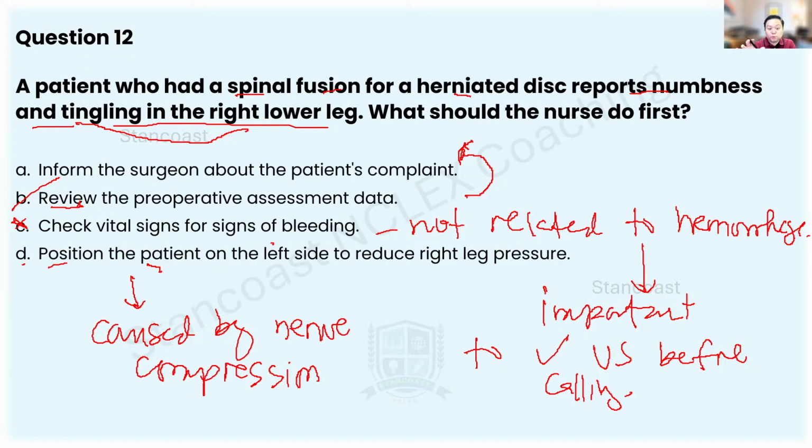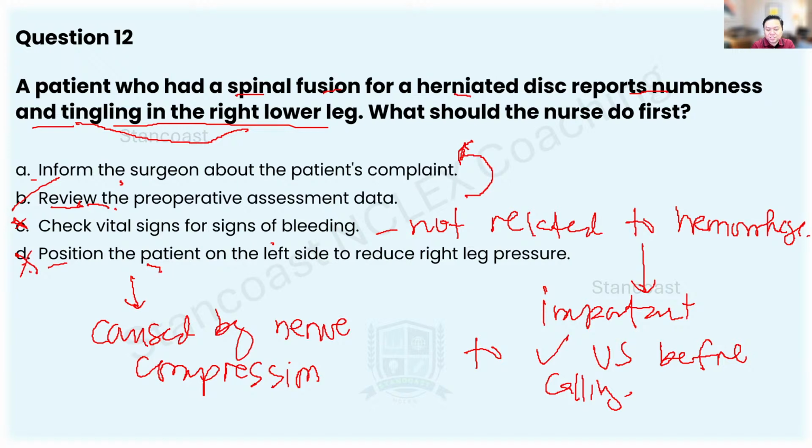Remember that the compression is actually at the site of the surgery. It's not on the extremity alone, okay? So this will not be effective, so we are marking that as well. Again, letter A, informing the surgeon, will be done once we have first collected and reviewed our pre-operative assessment data. So make sure that you have that comparison.